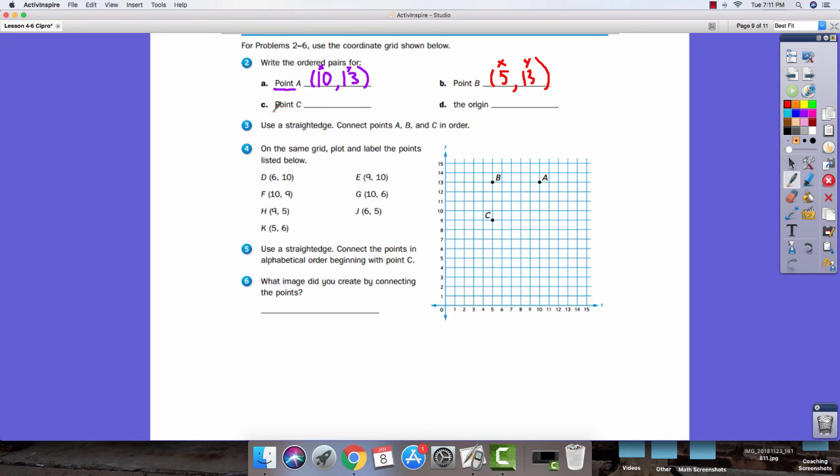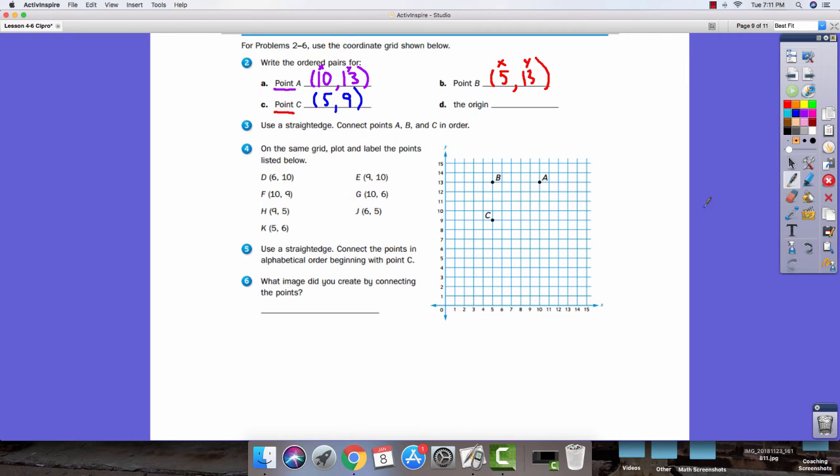All right, now let's look at C. Again, I want you to try C on your own. So pause video and write the ordered pair for C. All right, let's see how you did for C. For C, I should go over 5 and up 9. Remember, your x-coordinate is first. So I go over 5, comma, and then up 9. So (5, 9).